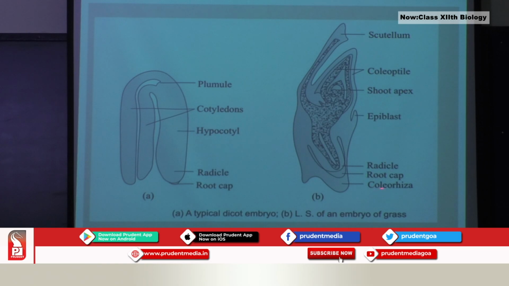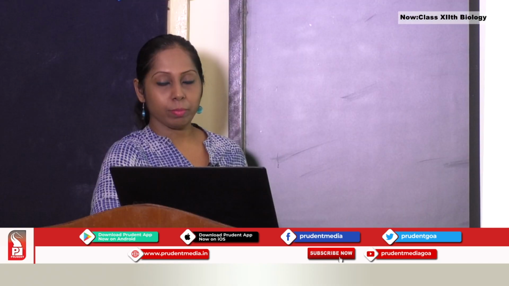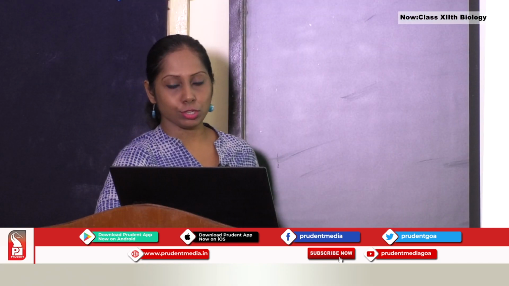You also have additional sheaths which are not found in a dicot embryo. One is called coleorhiza, the other one is called coleoptile. What is coleoptile? It is a protective covering enclosing the plumule. And what is coleorhiza? It is a protective covering that covers the radicle because these are sensitive tissues.